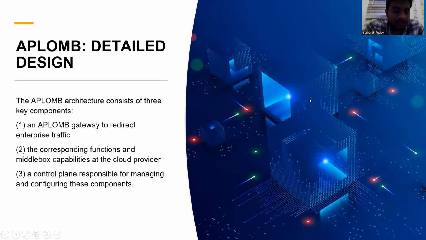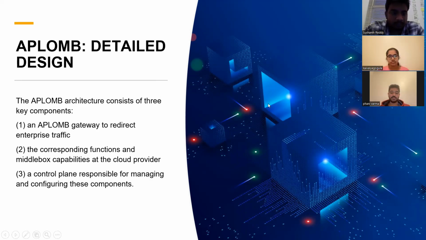I'm Sushant, and now I'm going to explain about Aplomb's detailed design. So the Aplomb design architecture consists of three components: the Aplomb gateway, the corresponding functions and middlebox capabilities at the cloud provider, and a control plane responsible for managing and configuring these components.